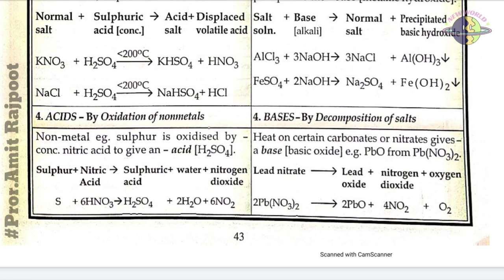See, sulfur, S plus nitric acid 6HNO3 will give out H2SO4 plus 2H2O plus 6NO2. Whereas in bases you can see lead nitrate will give out lead oxide plus nitrogen dioxide plus oxygen. So 2Pb(NO3)2 will give out 2PbO plus 4NO2 plus oxygen. So these are the decomposition of salts to give bases.